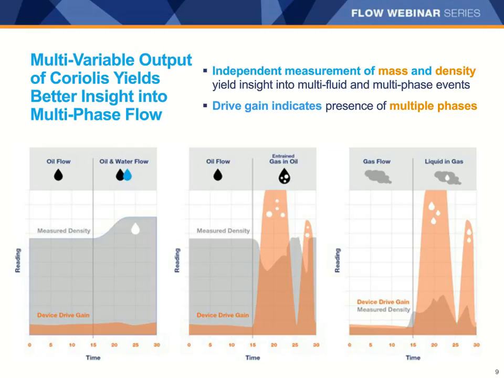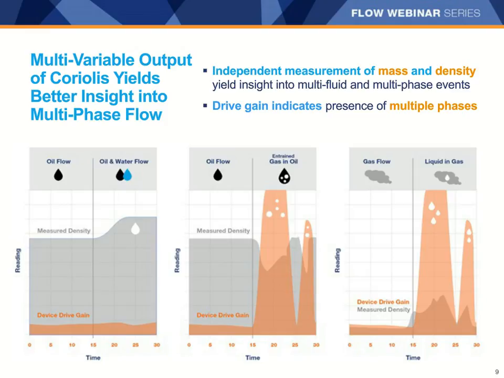if you have another phase introduced into the Coriolis meter, drive gain will increase. That includes if you've got the meter full with gas and then you introduce mist, drive gain will increase. If you have the meter full with liquid and you introduce a bubble, drive gain will increase. So we can use drive gain as an indicator to help us differentiate between changes in composition versus the presence of multiple phases.